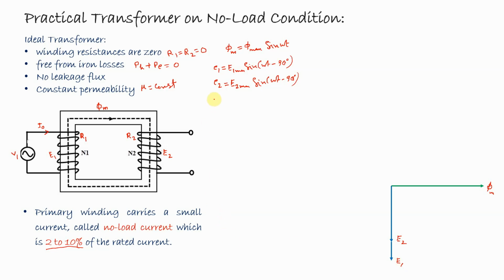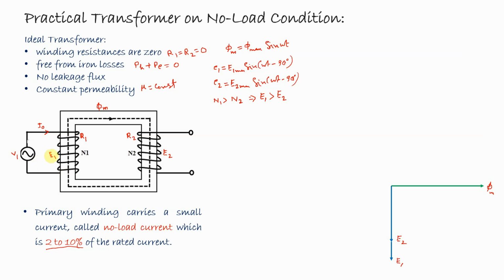Here we consider N1 is greater than N2. That means the number of turns in primary is more than the number of turns in the secondary. Therefore, the EMF induced in the primary will be greater than the EMF induced in the secondary side. That's why here it is E2 and here it is E1.